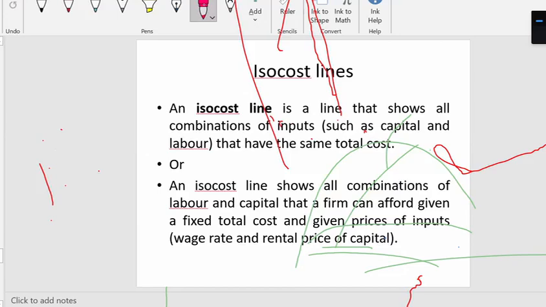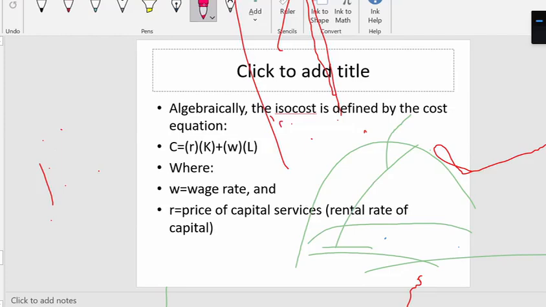We look at combinations of labor and capital that rely on the same what? The same cost. You get it? An ISO cost line shows combinations of labor and capital that a firm can afford given a fixed total what? Cost. Okay? For example, it is a kind of budget constraint. If the cost is fixed, you have to decide how many workers to employ and how many machines to buy, so that you remain on the same cost.